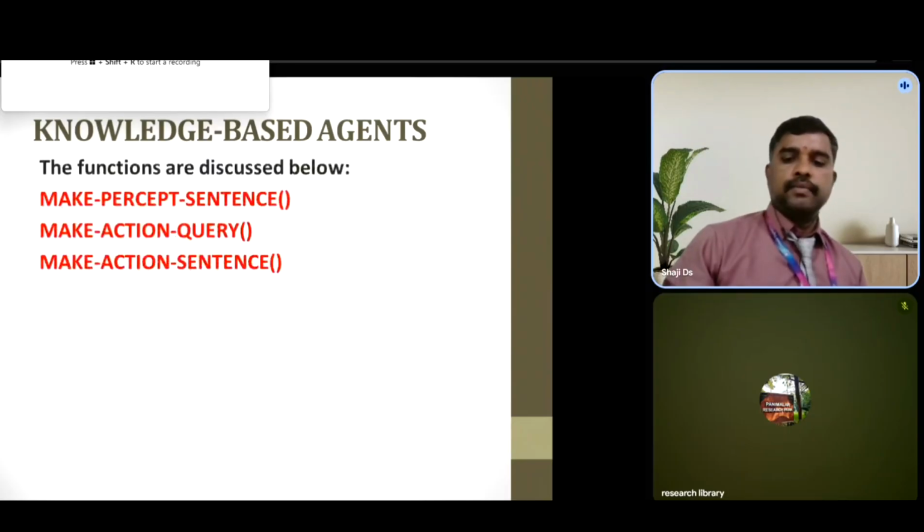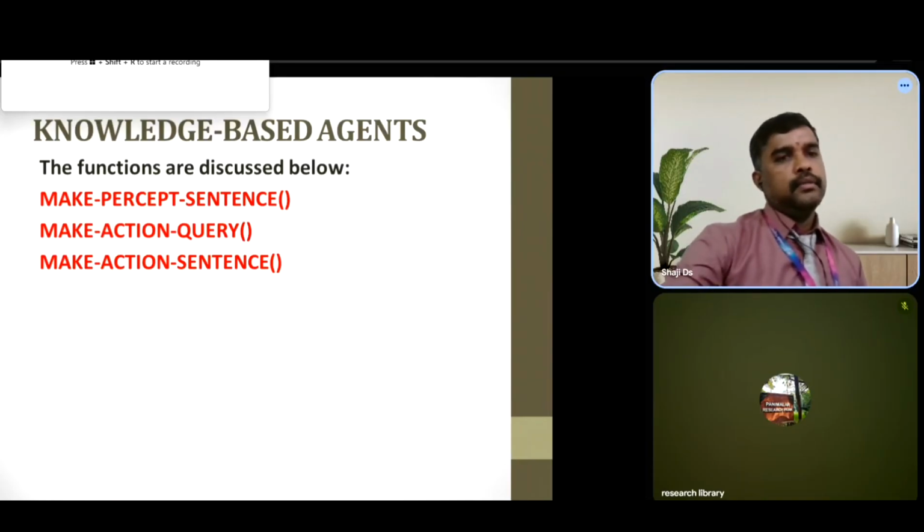the functions we discussed in knowledge-based agents are: make percept sentence, make action query, and make action sentence. First one, make percept sentence. This function returns a sentence which tells the perceived information by the agent at the given time. So at the appropriate time, the function should be given.